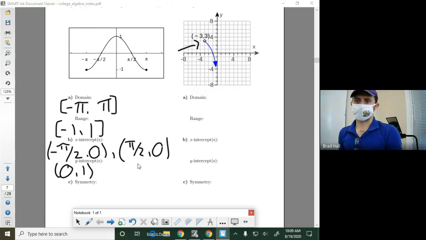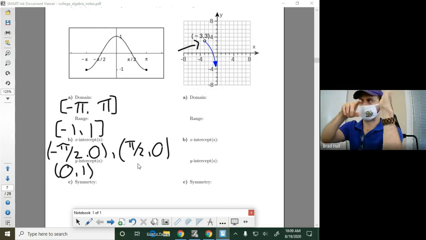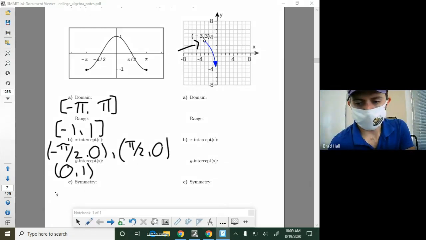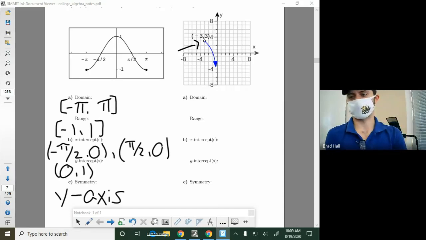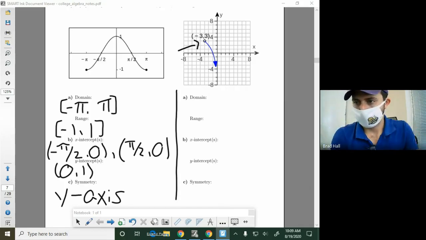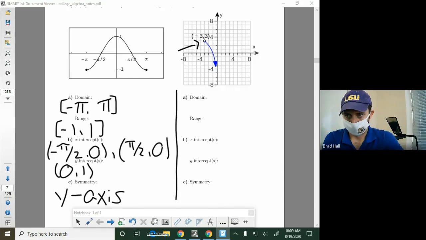It seems like this is symmetric with respect to the y-axis, because the y-axis is acting like a mirror. Everything that happens on one side of the graph is happening on the other side of the graph with respect to the y-axis. So you would say the symmetry with respect to the y-axis. That would be it. Let's go ahead and look at the next one, and then I'll ask for any questions.